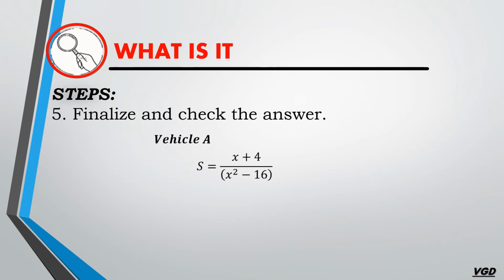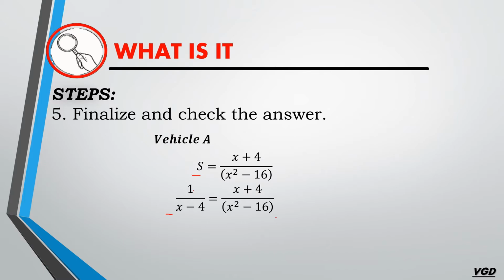So to check if the answer is correct, we have here our vehicle A, and its original equation is S is equal to (x plus 4) over (x squared minus 16). So all we have to do is substitute the value of our S, or our speed, which is 1 over (x minus 4) equals (x plus 4) over (x squared minus 16). And now, we have to cross multiply.